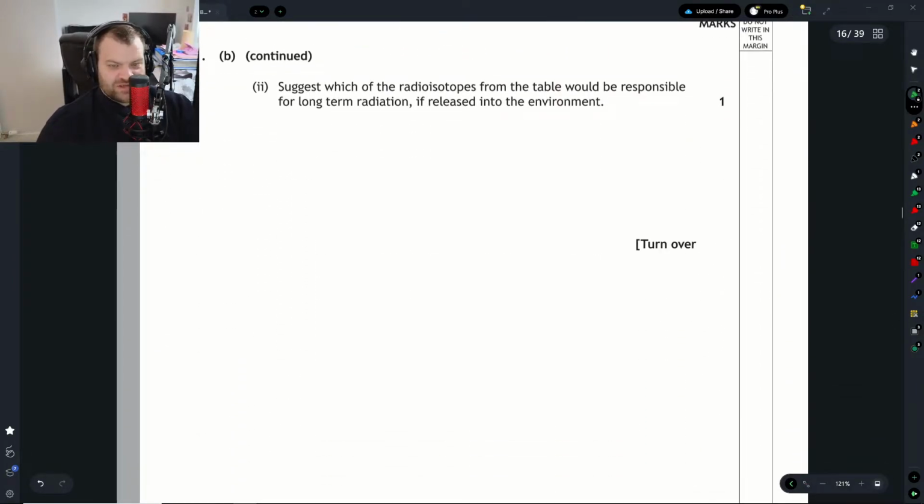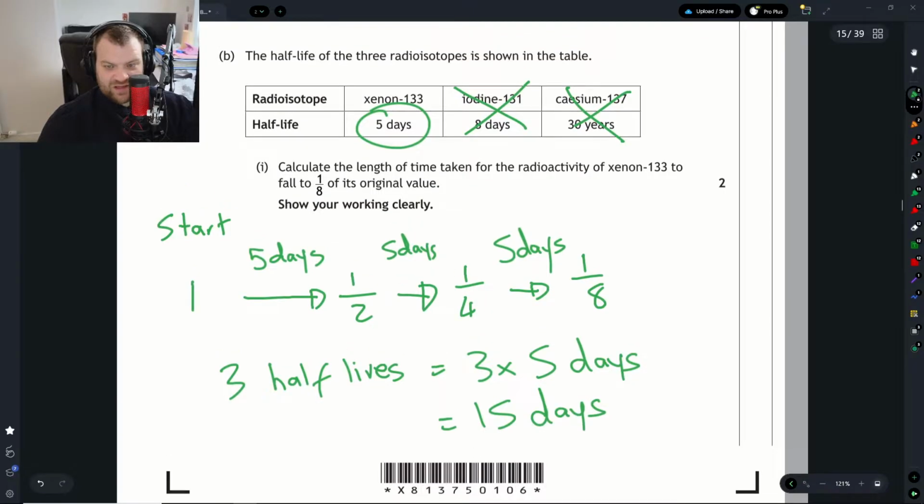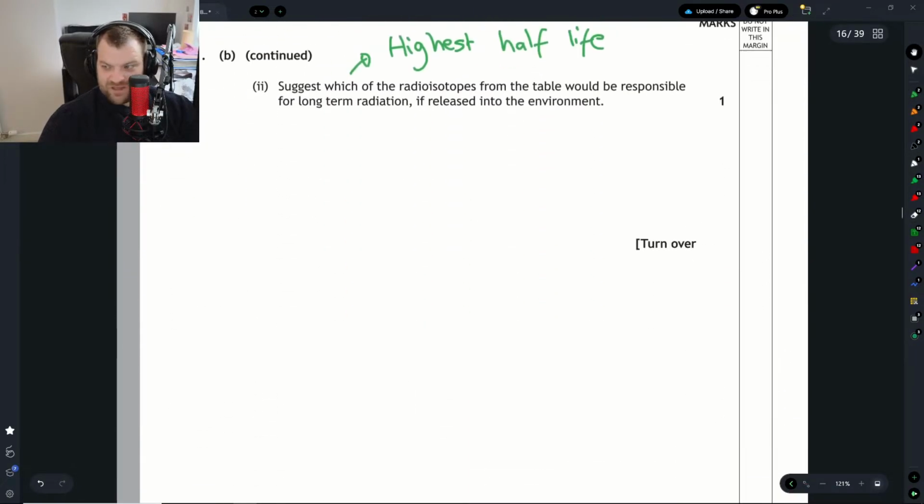Next one, suggest which of the radioisotopes would be responsible for long-term radiation. Well, this would suggest that we're looking for the highest half-life. So out of the 3, the highest half-life would be our cesium-137. Therefore, that would be our correct answer.